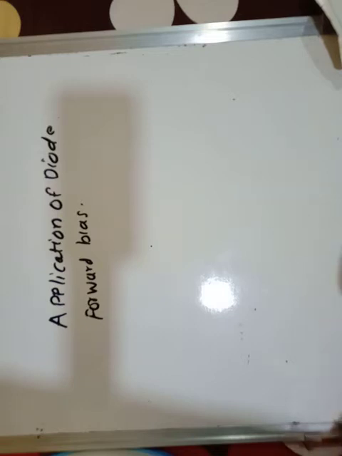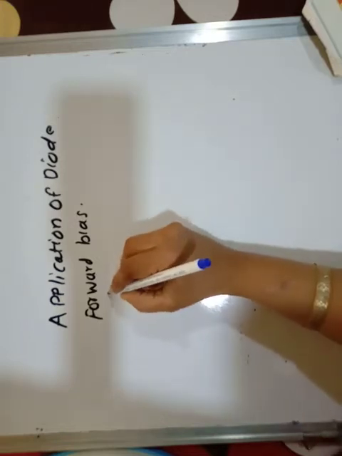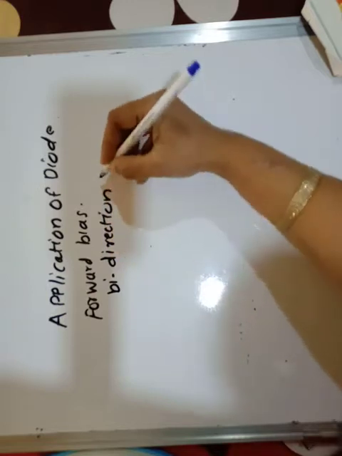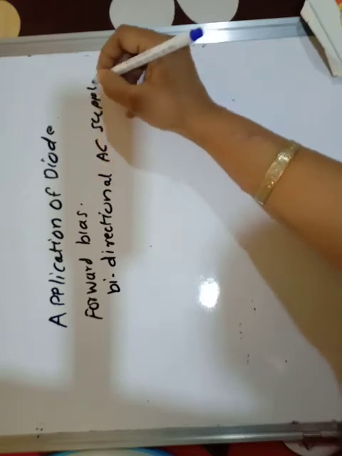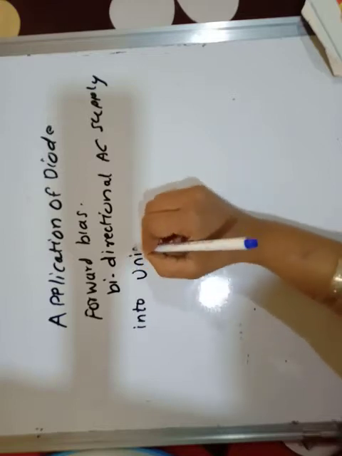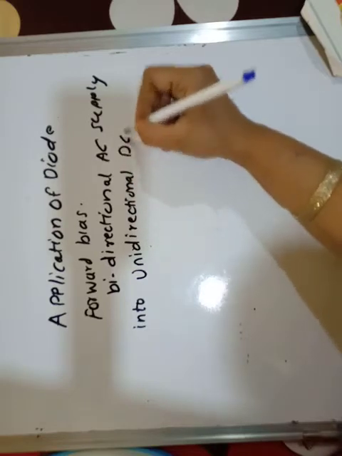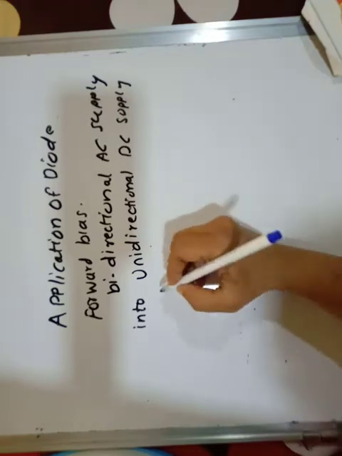So it conducts only in one direction. So the application of diode, as I told you, is to convert bidirectional AC supply into unidirectional DC supply, and this process is known as rectification.